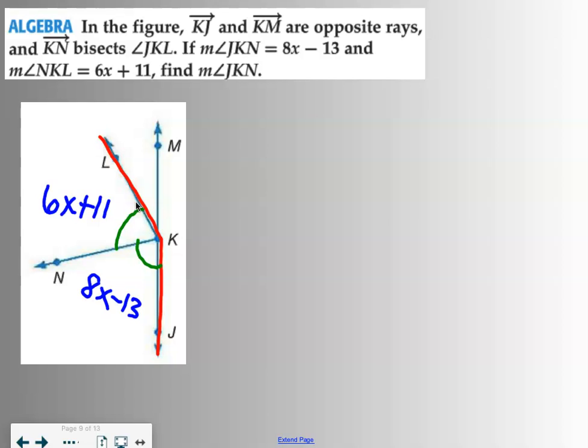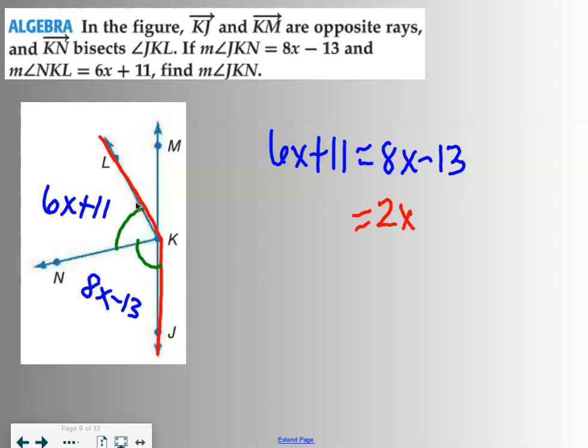So first we have to set up an equation, right? Anyone have an idea of what that equation would be to find x? 6x plus 11 equals 8x minus 13. Yeah, this is being cut in half. We know they're congruent, so this guy equals this. My x is to one side, my numbers to another. You guys get 12?